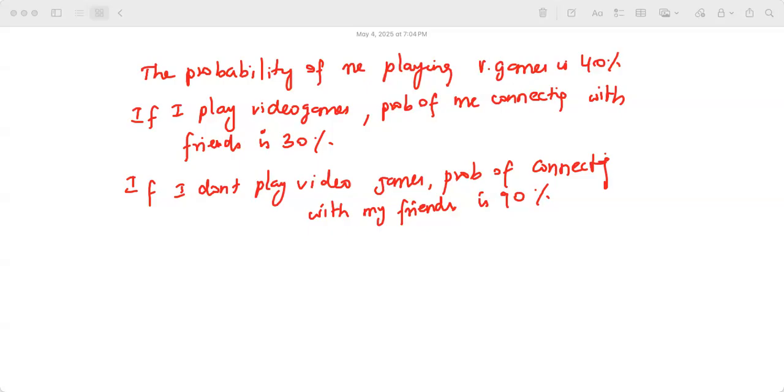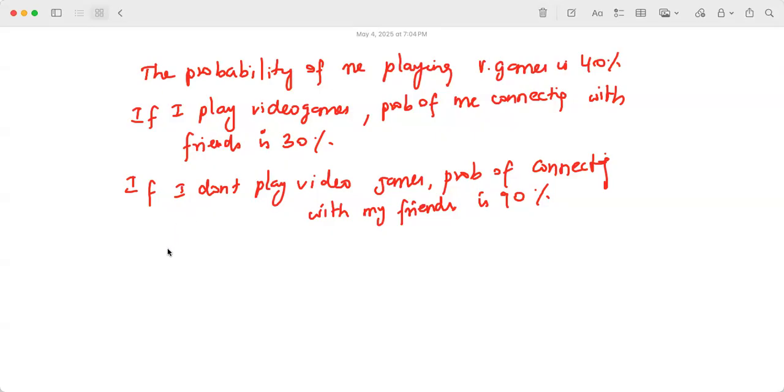There is dependent probability. This concept is completely based on dependent probability. Why? Because me connecting with friends and not connecting with friends is dependent on whether I am playing video games or not, very clearly. In order for me to understand this much better, I have to draw a tree diagram. Let me draw the tree diagram for you first. The second problem you can do by yourself.